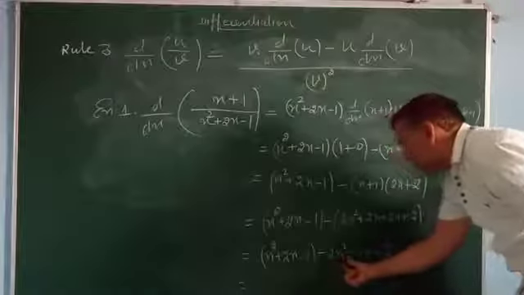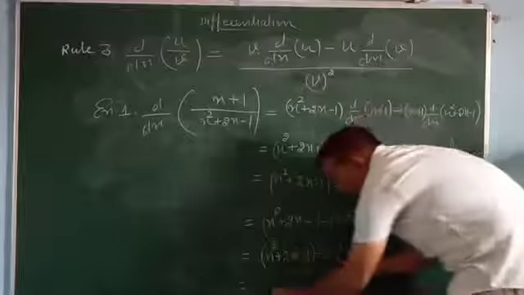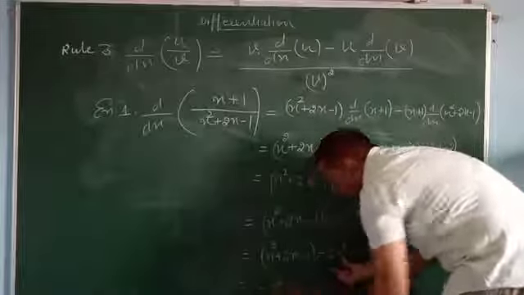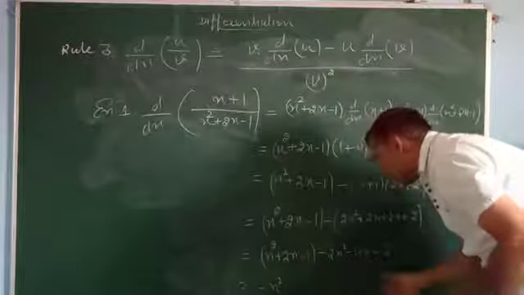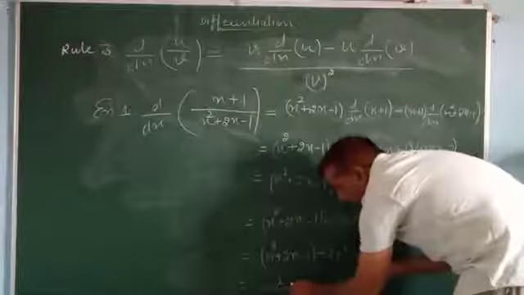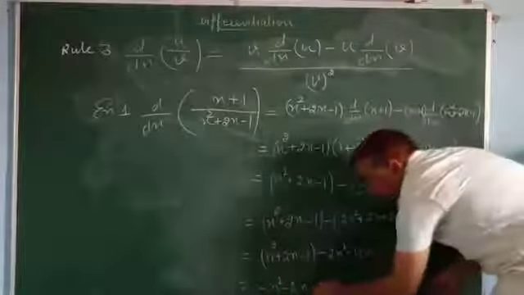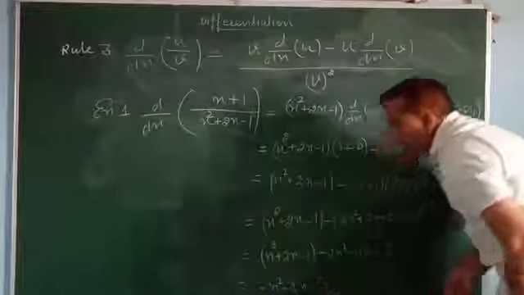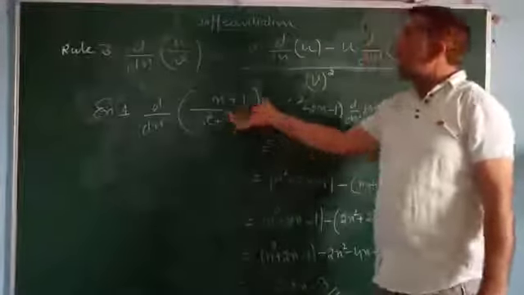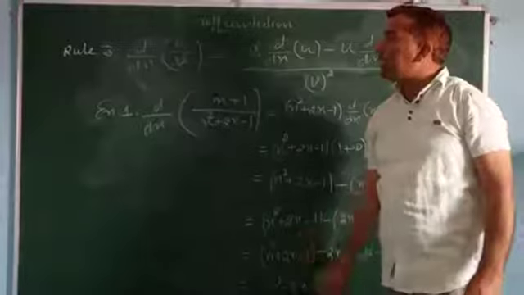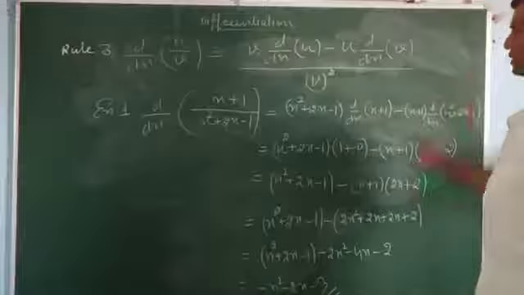here 2x square is negative. Therefore, when we add them, then we will get a minus x square, and here 2x is positive and minus 4x is negative. Therefore, here will be minus 2x, and minus 1 minus 2, that is minus 3. This will be the derivative of your function which is in the form of u upon v. I hope students you are understanding these examples.